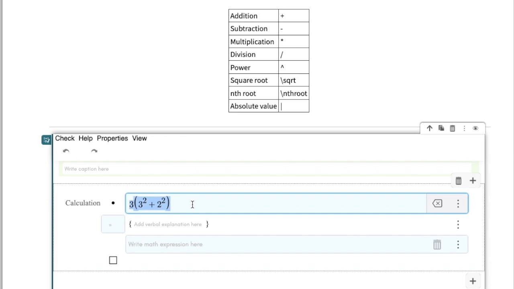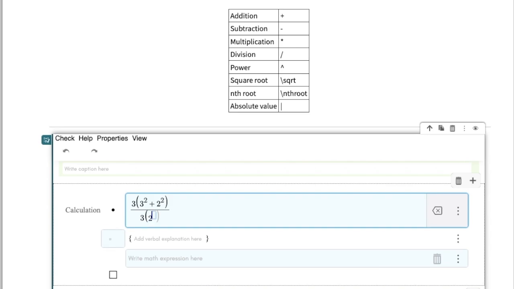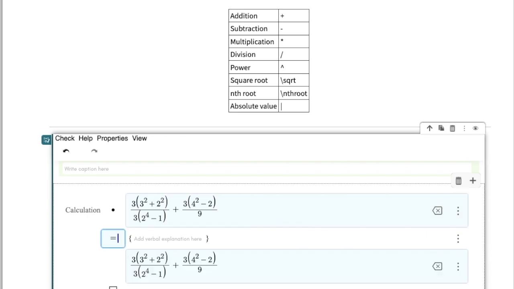And after that, we just write the division sign, and then we write the denominator, and that is 3, left parenthesis, 2, caret, 4, space, minus 1, right parenthesis, one more space gets you out of the fraction, plus 3, left brackets, 4, caret, 2, space, minus 2, right bracket, select this denominator, division sign, and then 9. And now we have written this also here.